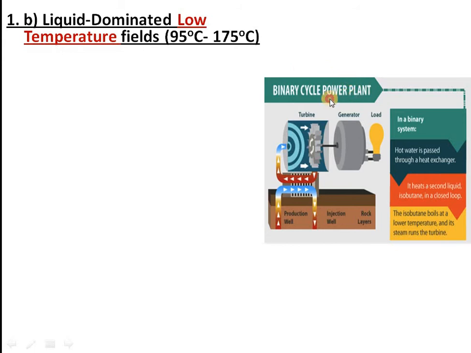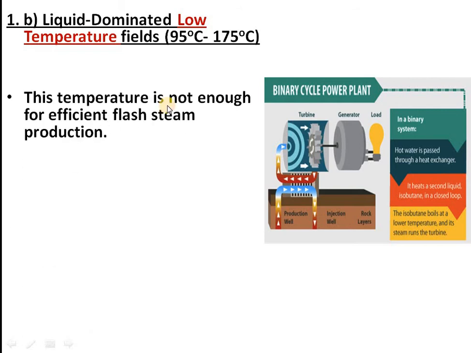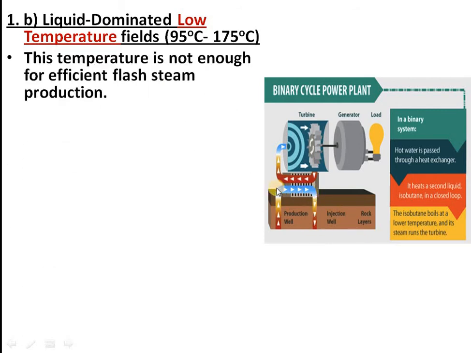Whereas in a low temperature field, where the temperature is less than 175, we use another procedure called a binary cycle. In a binary cycle, you have the running hot water here. Its temperature is less than 175. So what you do is use this liquid to boil another low vapor pressure liquid. For example, you have water here whose temperature is high, maybe 170, maybe 100, maybe 150.